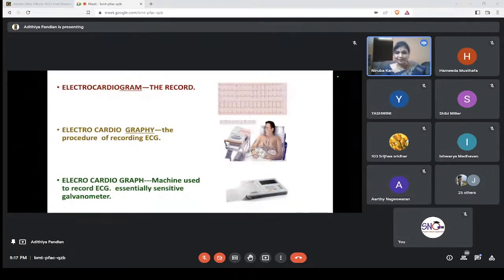I don't know whether I'm being very basic, because I'm a physiologist. I just want to do the basics for you and give you basic, strong information. That is what I'm trying to do. I think these three pieces of information everybody should know: a gram, graphy, and a graph. Next slide, please.